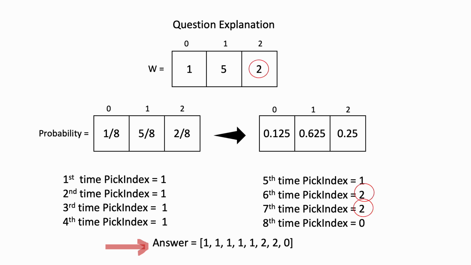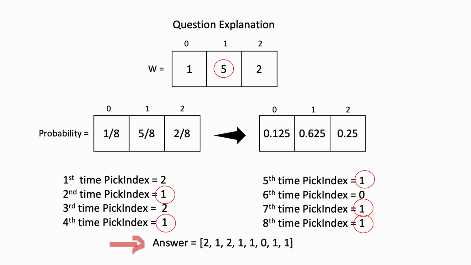And this is not the only answer. There can be multiple answers. This is also a valid answer. 1 out of 8 pickIndex calls return 0 because index 0 has weight 1. 5 out of 8 pickIndex calls return 1 because index 1 has weight 5. 2 out of 8 pickIndex calls return 2 because index 2 has weight 2.